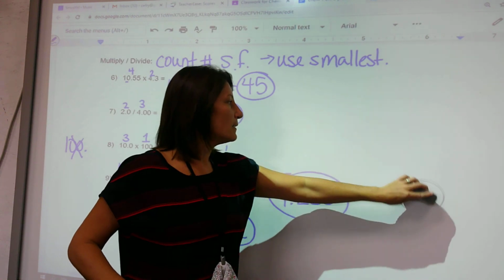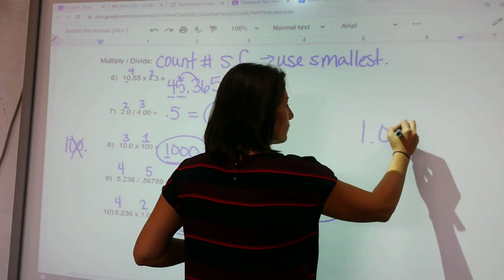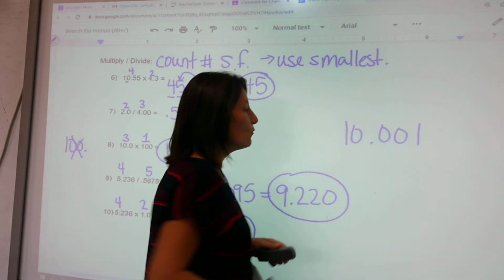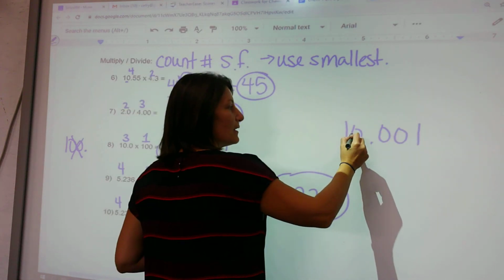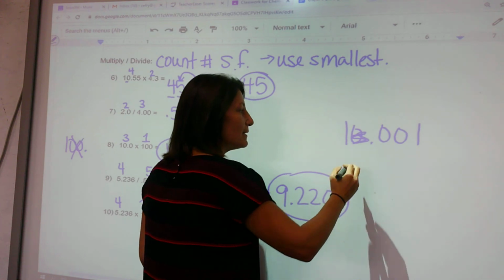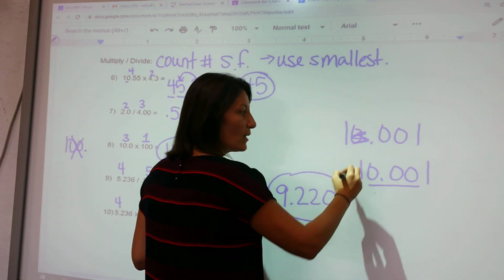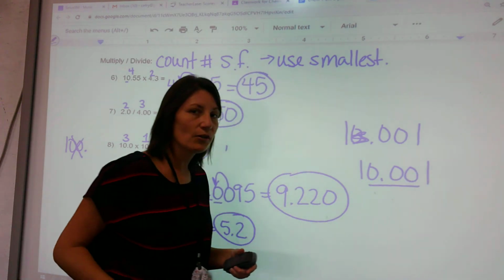Another one I have seen is if I've seen 1.001, or let's just change that, 10.001, they're still thinking that this 0 does not count, but it does. 10.001, these are all sandwiched in, so they all count. There would be 5 significant figures there.